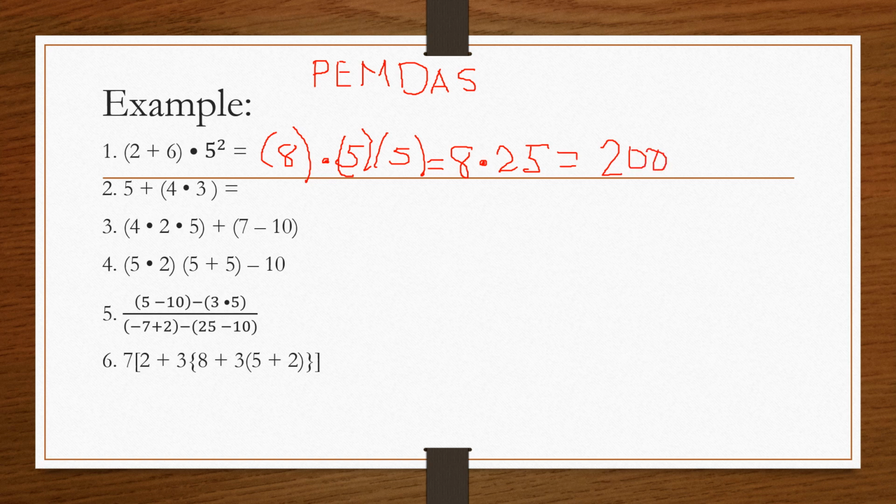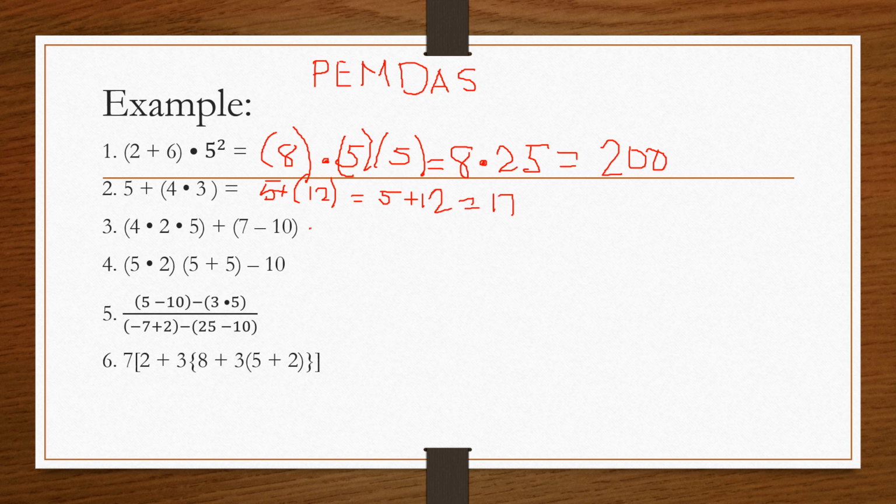Next, number 2, we have 5 plus the quantity 4 times 3. So 5 plus 4 times 3 equals 12, no? Or simply 5 plus 12. 5 plus 12 equals 17.